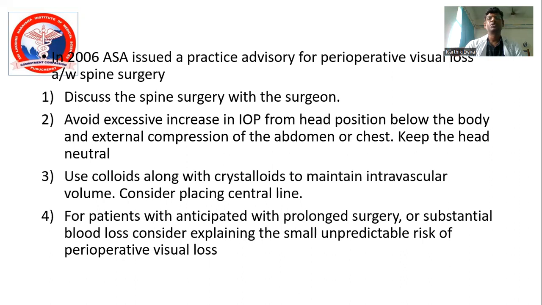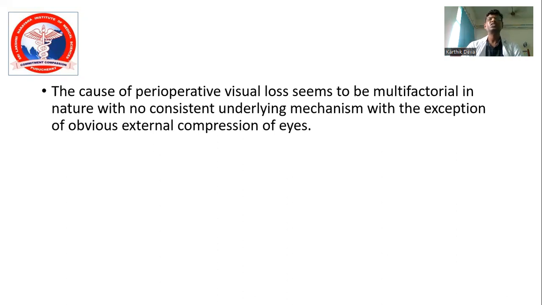So, to avoid perioperative visual loss, always discuss the spine surgery with the surgeon. Avoid excess increase in IOP from the head position. Keep the head in neutral. Use colloid along with crystalloids to maintain intravascular volume. For patients with anticipated prolonged surgery or substantial blood loss, consider explaining the small unpredictable risk of perioperative vision loss. The cause of perioperative vision loss seems to be multifactorial in nature, with no consistent underlying mechanism, with the exception of obvious external compression.